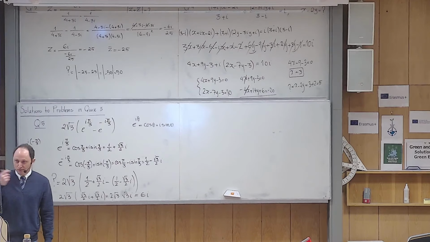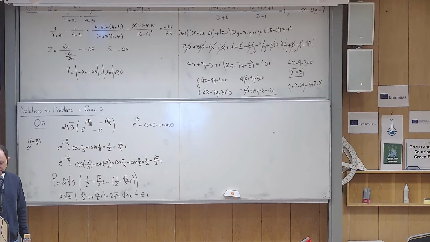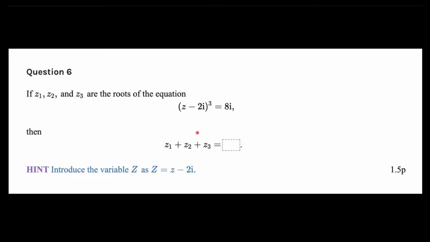Okay, so the exam was not that hard, to be honest. Let us go. The two good questions are the next questions. So the next question, question number 6, is telling you that z1, z2, z3 are the roots of the equation. What is z1 plus z2 plus z3 equal to? I want to find the sum of the roots.